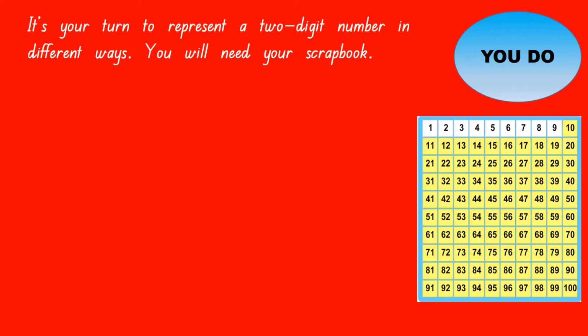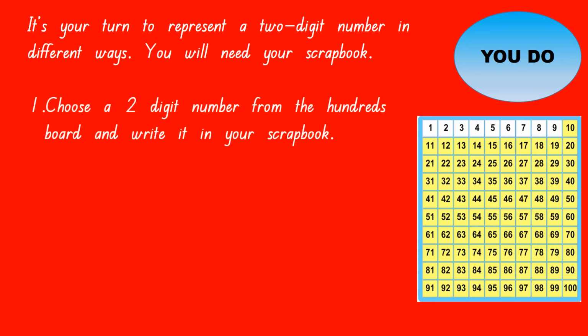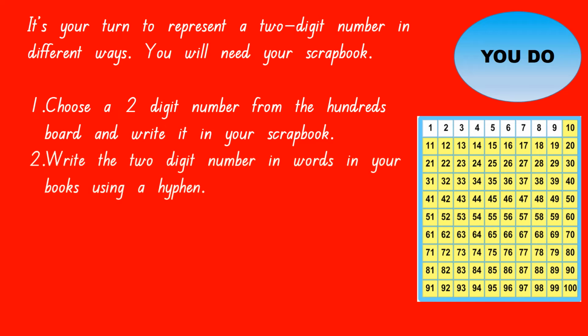Now it's your turn to represent a 2-digit number in different ways. You are going to need your scrapbook to do this activity. First thing you need to do is choose a 2-digit number from the hundreds board and write it in your scrapbook. You might choose the number 42. You might choose 59. You could even choose 93. You can choose this time. Then I want you to have a go at writing the 2-digit number in words in your scrapbook. Don't forget to use a hyphen.